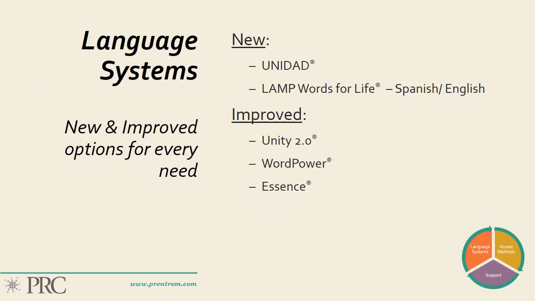First, we have new and improved language systems. In the last few months, we have launched Unidad and LAMP Words for Life Spanish English, two amazing language systems for bilingual or Spanish communicators. We have also made substantial improvements to Unity and released updates to Word Power and Essence. I'll look a little more at each of these, but remember that you can find even more information at our website, prentrom.com, and look under language systems.